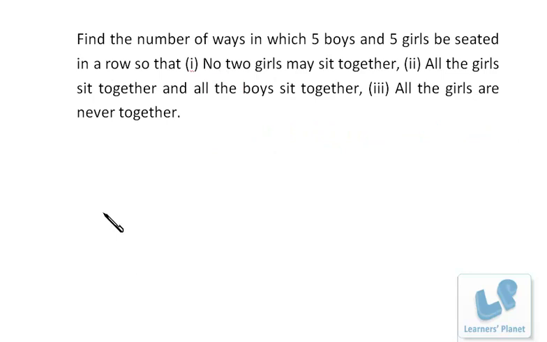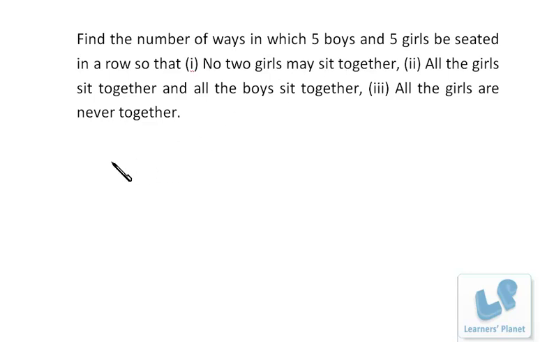Now let's see this question. Further, various types of arrangements are there. 3 conditions are there. Let's take conditions one by one. Find the number of ways in which 5 boys and 5 girls can be seated in a row so that no 2 girls may sit together. That means we need to arrange the girls between 2 boys.